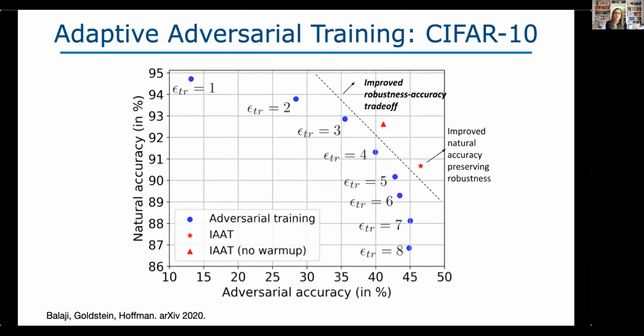But of course, there's a natural trade-off that emerges. And that's exactly what you see with this blue curve. As you increase the robustness, you get higher adversarial accuracy, you're pushing more to the right, but you're falling down in terms of natural accuracy. And this instance adaptive framework gives us the red triangle and the red star. So we're able to break away from this Pareto curve and improve simultaneously both the natural and the adversarial accuracy.